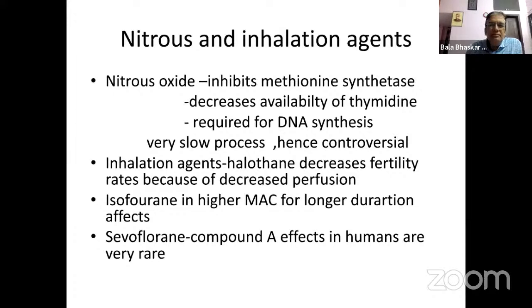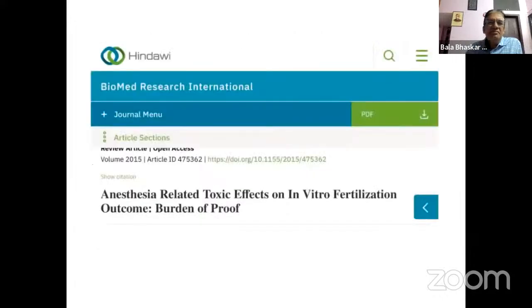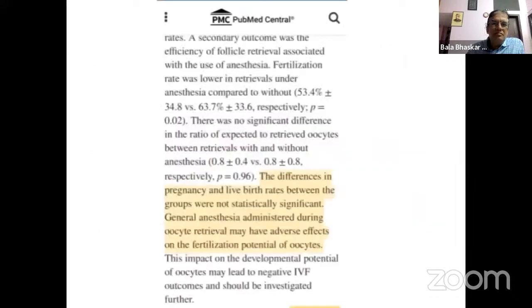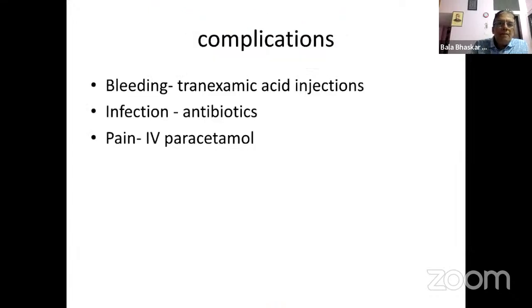Inhalation agents also, halothane decreases the fertility rate because of decreased perfusion, hence it's not used nowadays. Isoflurane in higher MAC for longer duration can affect, but sevoflurane, the compound A effects in humans are very rare, and sevoflurane is advocated. So this article suggests the toxic effects of inhalation agents on in vitro fertilization. One article says general anesthesia administered during oocyte retrieval may have adverse effects on fertilization potential of oocyte. Hence they don't advocate this.